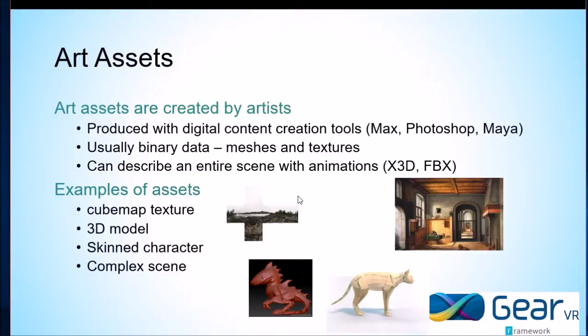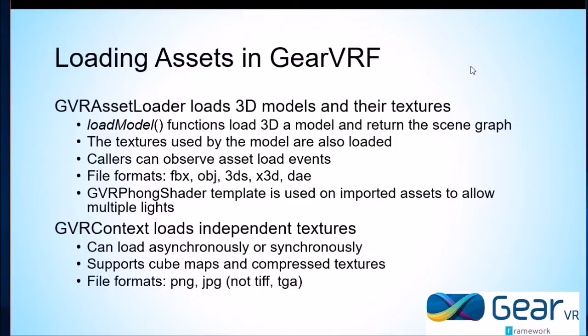So examples of assets might be a cube map texture, or any texture for that matter, a simple 3D model, a scanned character, or even a complicated scene. To load assets in GearVRF, we call the GVR asset loader. This loads 3D models and their associated textures. There's the load model function. There's a couple of different variations on it. And this function will load a single 3D model and return the scene graph that it produces. The textures used by the model are loaded asynchronously. And you can observe the asset load events if you want, although we won't talk about that in this tutorial.